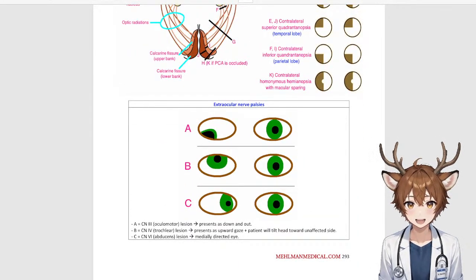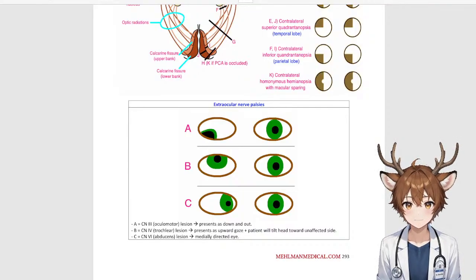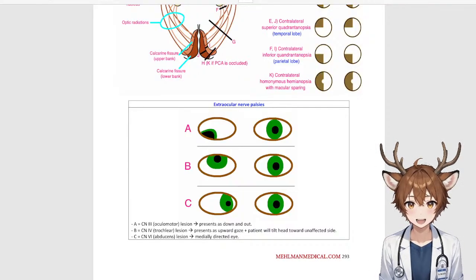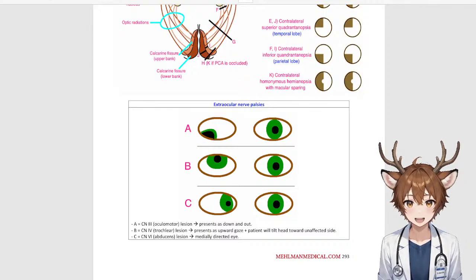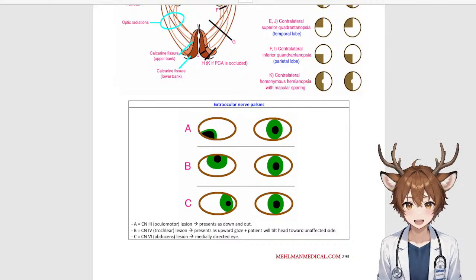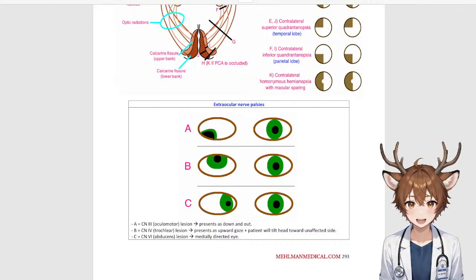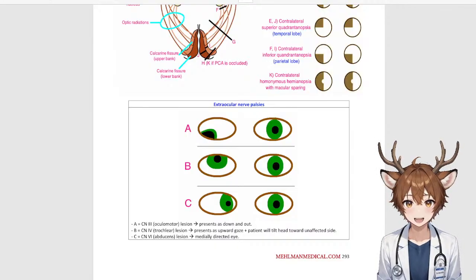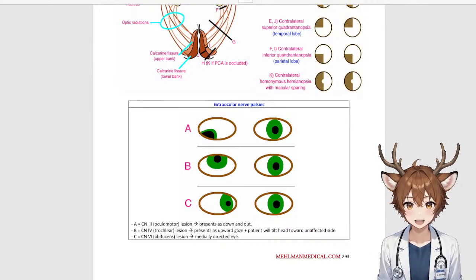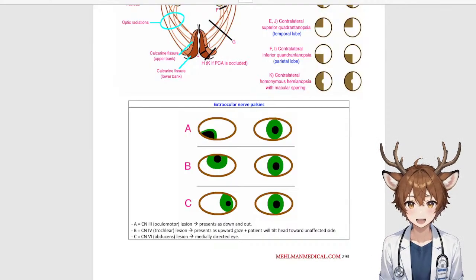Okay. So extraocular nerve palsies. You have A, B, C. So A, let's say you knock out cranial nerve 3. This is kind of goofy. But if you knock out cranial nerve 3, you have an ipsilateral down and out presentation. It presents with a down and out eye. That's the oculomotor nerve. Let's say you knock out cranial nerve 4, which is the trochlear nerve.